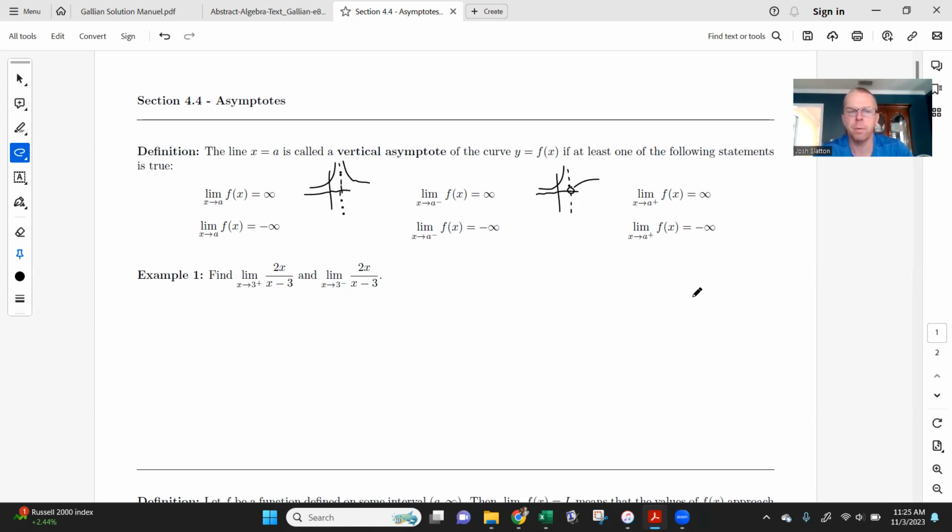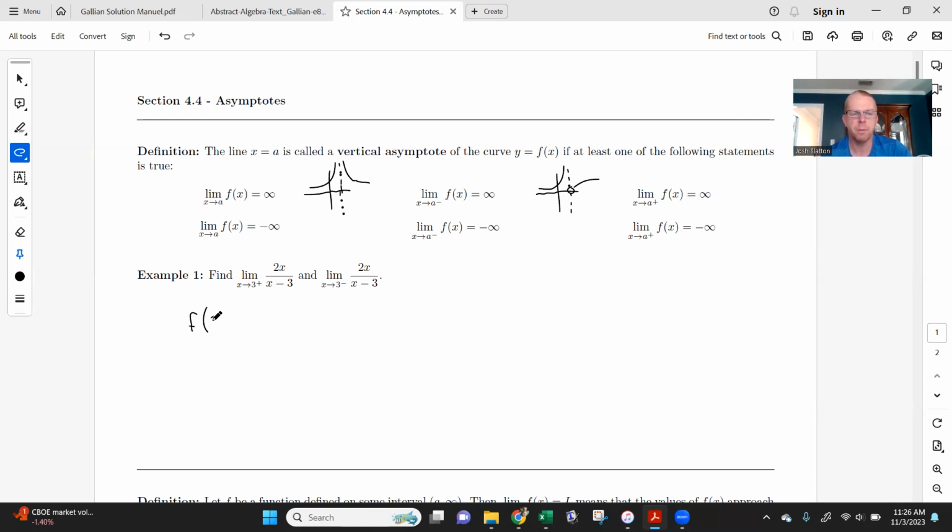So let's look at this example. We're going to look at the limit as x approaches 3 from the positive side, and the limit as x approaches 3 from the negative side. The main thing to recognize first is when you plug in 3, and that's always the first thing to do when you're evaluating limits. Just go ahead and plug in whatever x is approaching, because if it works, then you get an easy answer. But most of the time, it's not going to work. Every once in a while, you get surprised.